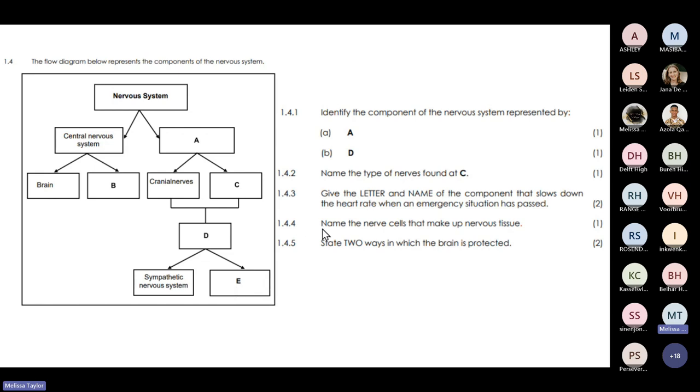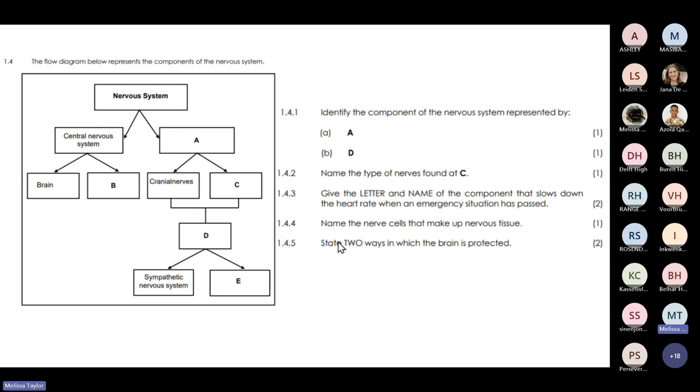1.4.4 asks you to name the nerve cells that make up nervous tissue, and that is in general, and it doesn't necessarily come from here, but the nerve cells are called neurons. And then state two ways in which the brain is protected.